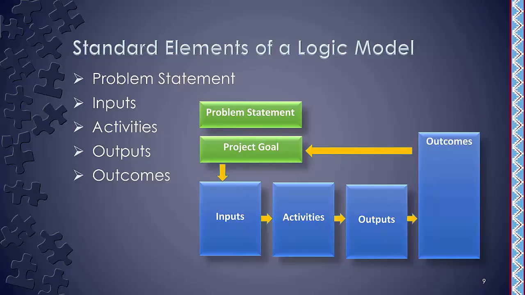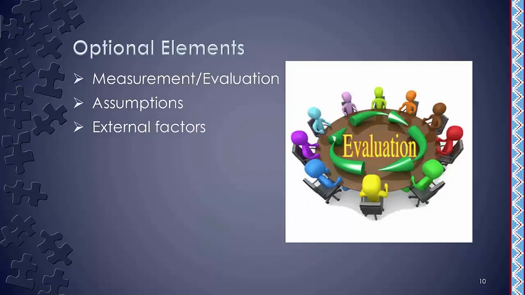Next, you have your outputs. Outputs are the products that are made in your project activities. Things such as curriculum and manuals. Then you have your outcomes. Outcomes are the benefits for the participants both during and after project activities. They're the changes that you want to occur with your project.